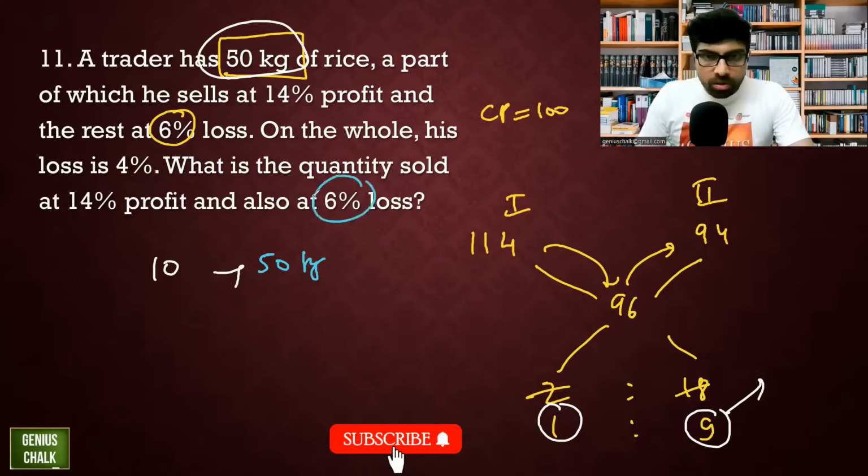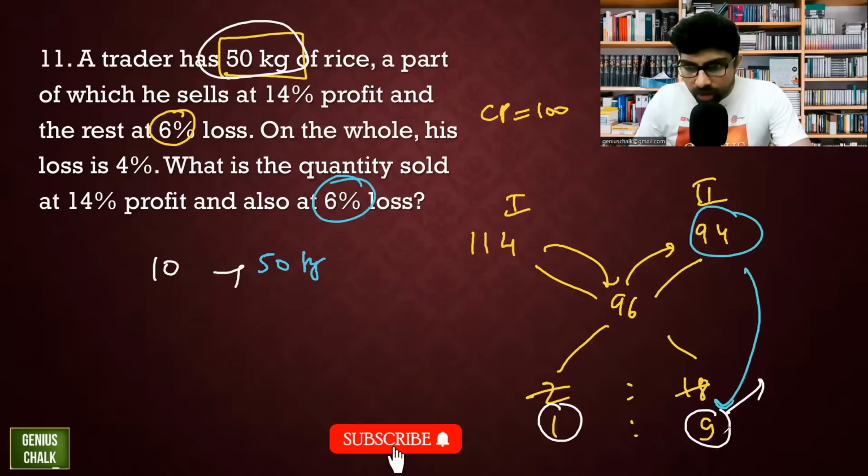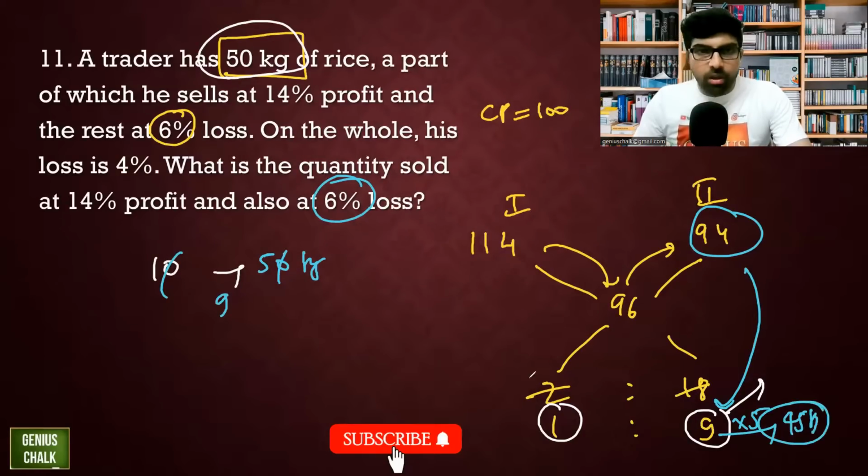So 6% loss. This is the quantity at 6% loss, that is 9. So one value is 5 kg. 9 value will be 9 into 5, that is 45 kg. So this has to be my answer, 45 kg.